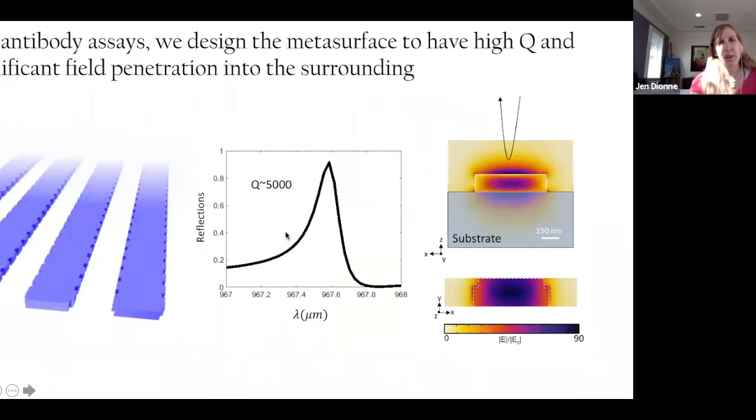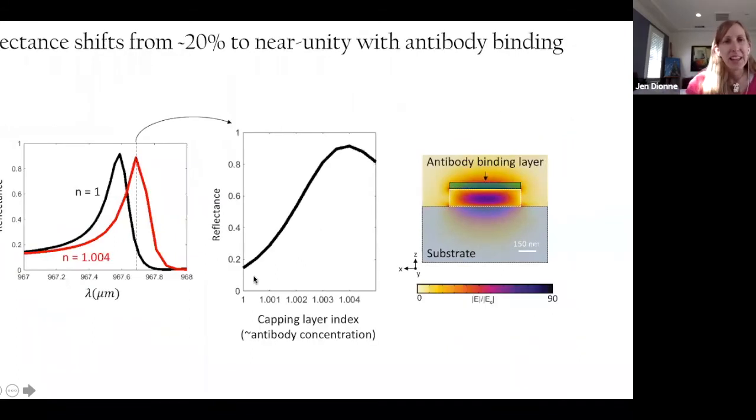And then what we do for antibody detection is we design the metasurface in such a way where more of the light actually leaks out of the nano antenna. So that way when an antigen binds, it gives rise to a little bit of a shift, and then an antibody comes along. Here we've just modeled that 12 nanometer long antibody with a polarizability that's comparable to what you would have for a protein polarizability. And you can see the reflection of the metasurface changes from less than 20% to close to unity as you increase the antibody concentration.